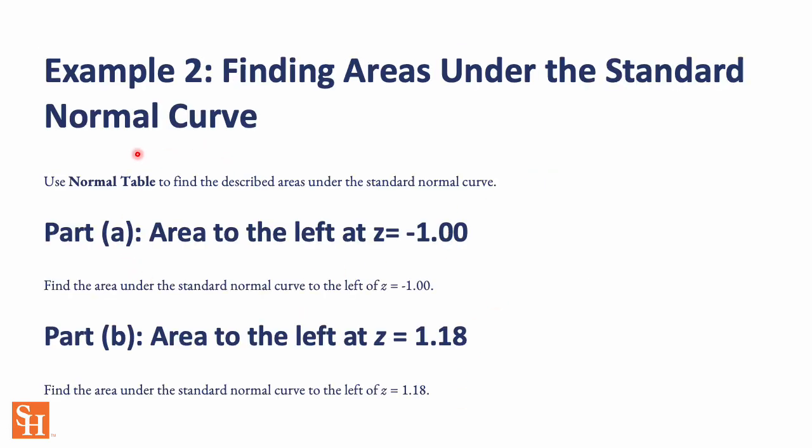So now we'll see how we can use the normal table to get the area under the curve, or the probability associated with the Z score. Here we have the Z score negative 1, and we have to find the area to the left of this Z value, like what would be the total area to the left of each Z value. And then the next question is, what would be the area to the left of the Z value of 1.18.